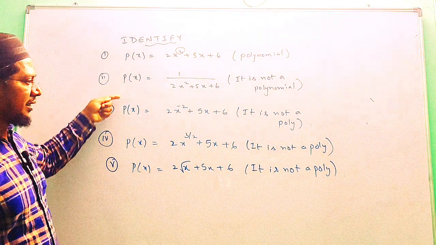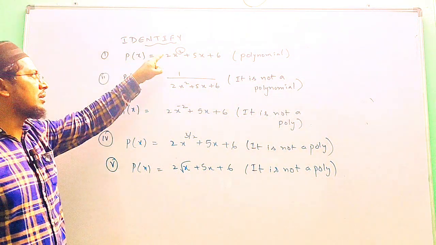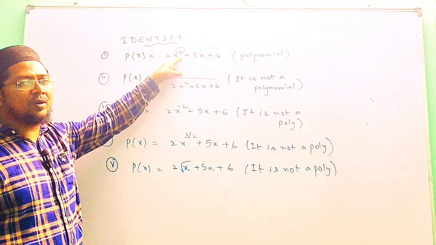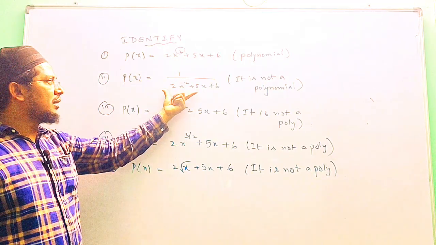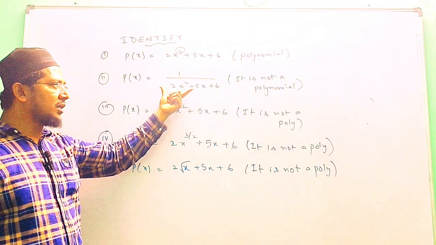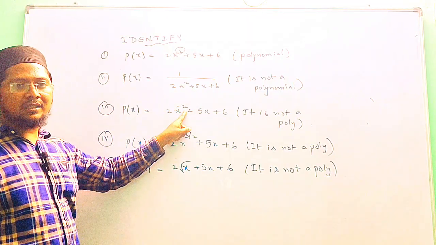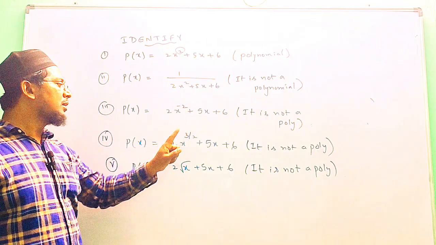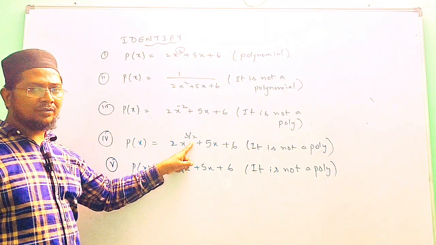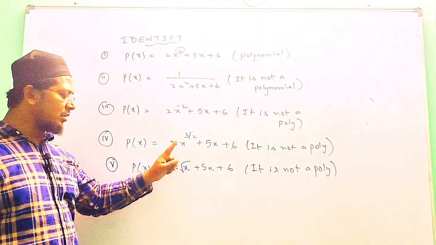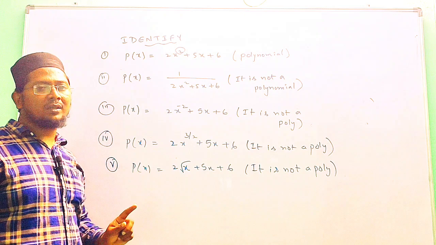Among these 5 cases, clearly observe that in the first case, the highest power of the variable is a positive integer, meaning it is a polynomial. If the expression comes in the denominator, it is not a polynomial. If the power of the variable is a negative integer, it is not a polynomial. If the power is rational, meaning p by q form, it is not a polynomial. If the power of the variable is a square root, it is not a polynomial.